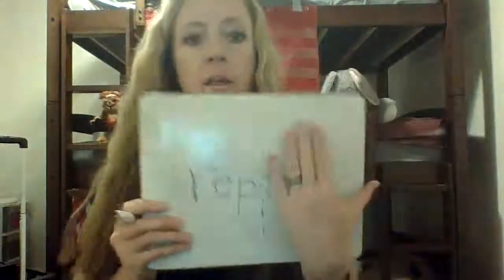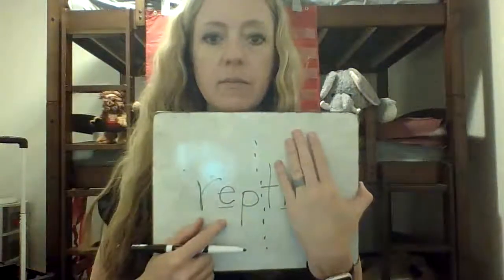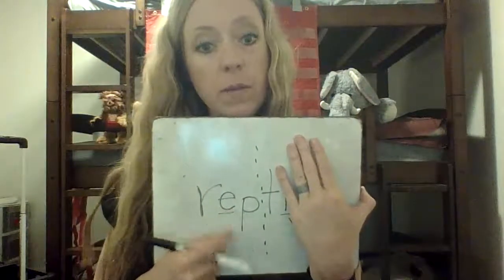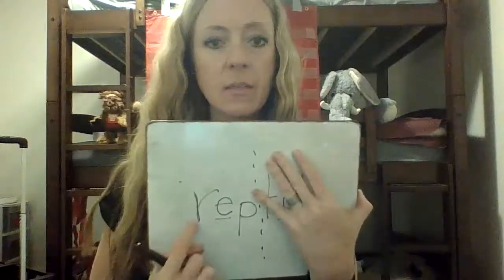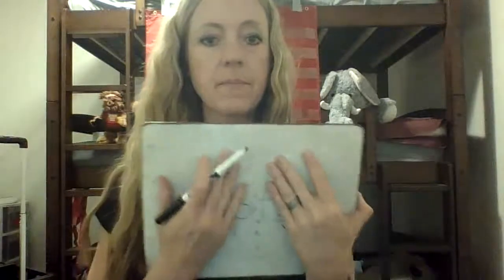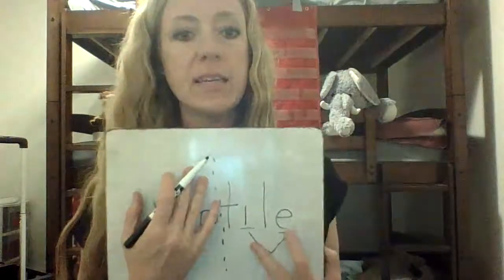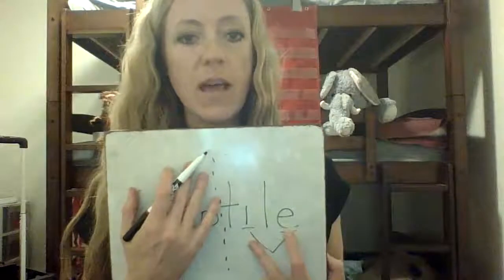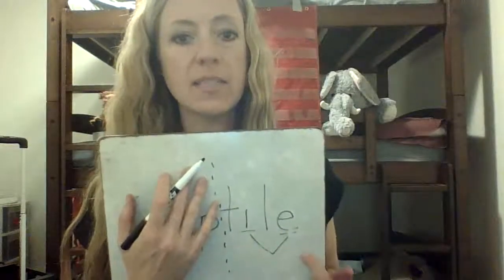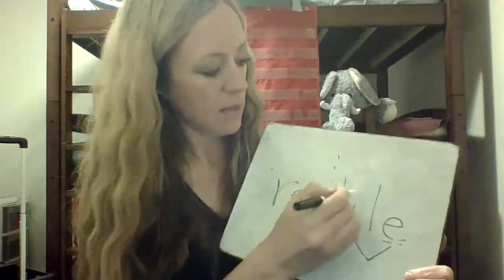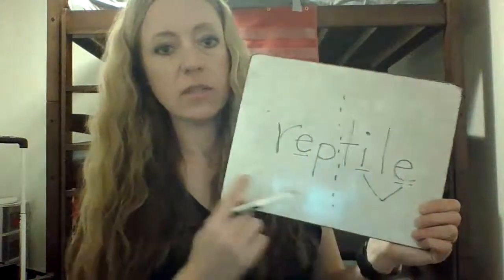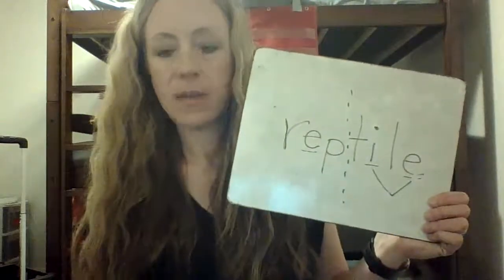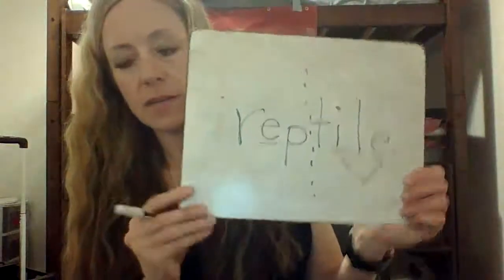Okay. Looking at this side, pretty easy. We don't need to do all the steps. I mean, you can if you want, but we see that it's a closed syllable. Sound, syllable, rep. Okay. Coming over here, pretty easy to see that it's a silent E syllable. So sound I, syllable, tile. Read the whole thing. Rep, tile. What's the word? Reptile. Hopefully you all have learned about what reptiles are in science. They're a kind of animal.